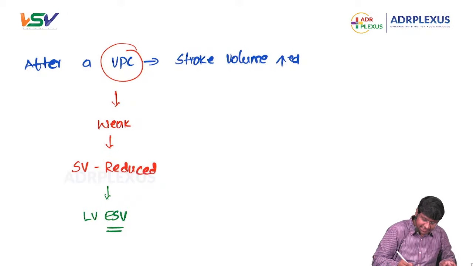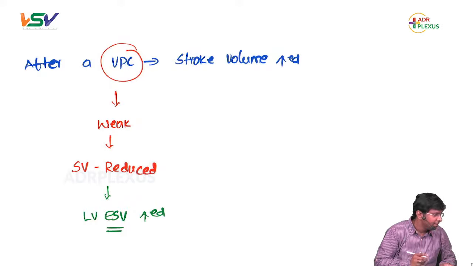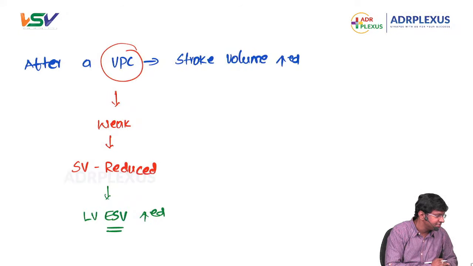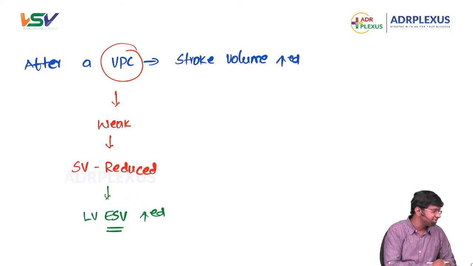LV end systolic volume is increased, right? LV end systolic volume is increased because the ventricle is having a poor contraction. So the amount of blood which is going out into the aorta is not 70 ml, it is less than 70 ml, and blood remains within the ventricle. So LV end systolic volume increases.